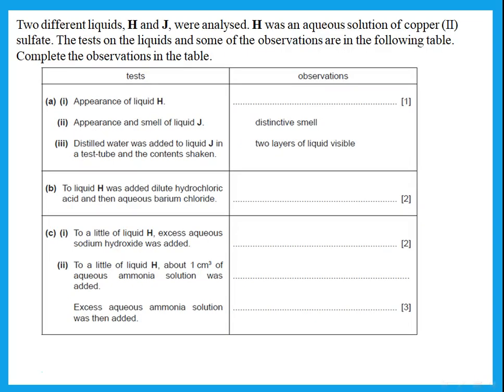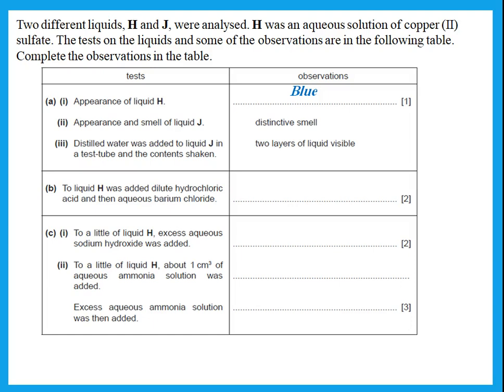Okay, two different liquids, H and J, were analyzed. H was an aqueous solution of copper 2 sulfate. So what I have is copper 2 sulfate in H. So what is the appearance of H? What was the color of copper sulfate? You should know the color of copper sulfate. It's blue. Appearance and smell of liquid J. What does he tell me about J? Oh, he's given me the distinctive smell. Okay, and then he's saying distilled water was added, and I have 2 layers of liquid visible.